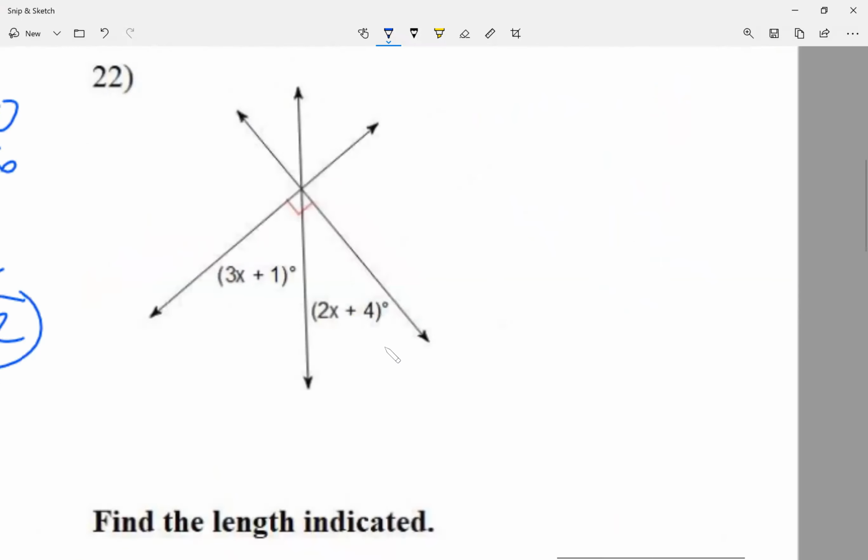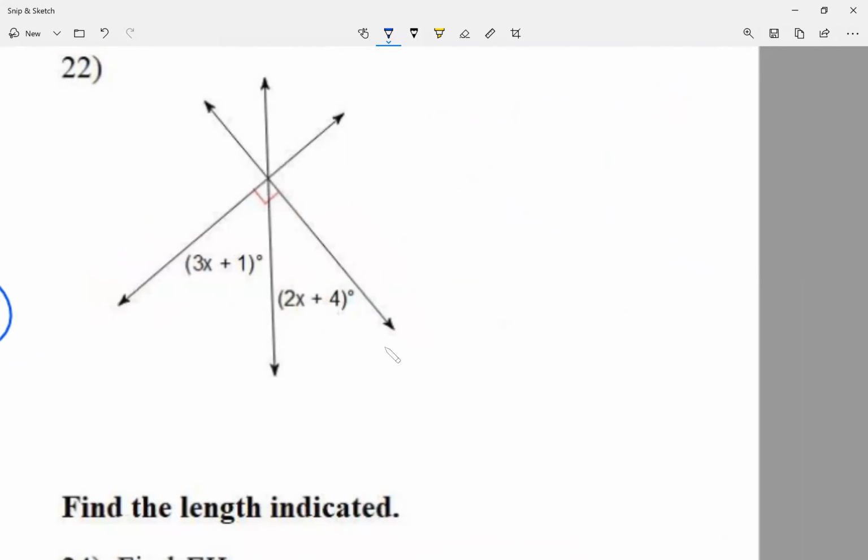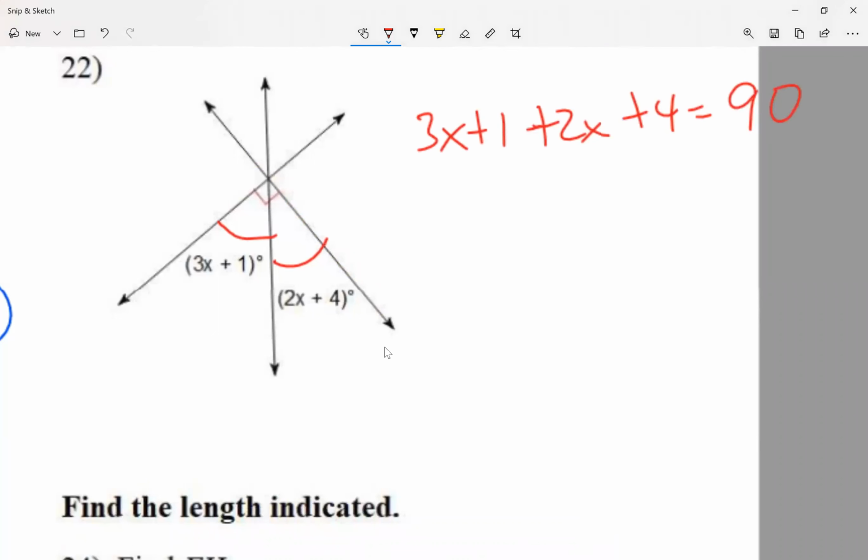All right, our last example for today. Let's take a look. 3x plus 1 plus 2x plus 4. So 3x plus 1 plus 2x plus 4. I'm going to say this is equal to 90, right? Because it makes this angle, which I can see the little box right there, which is 90. The rest is just algebra.